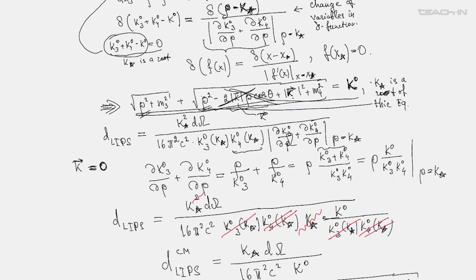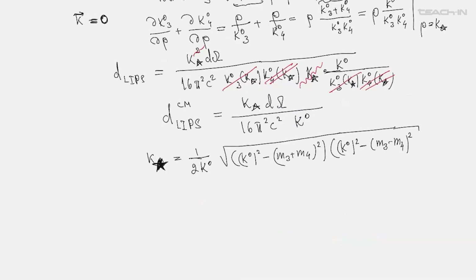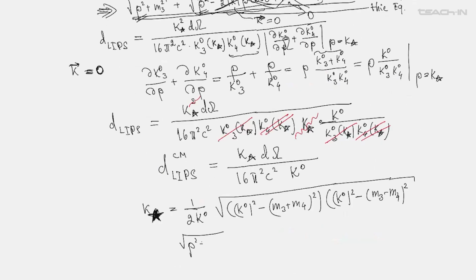K is 0. Then the formula which you are left with, this also becomes 0, so this term also goes away. What you get is just an equation for rho. The equation whose solution I'm presenting here looks like this: square root of rho squared plus m3 squared plus square root of rho squared plus m4 squared is equal to k0.